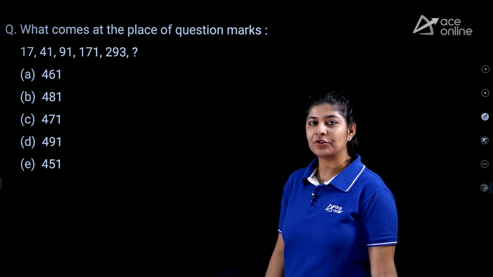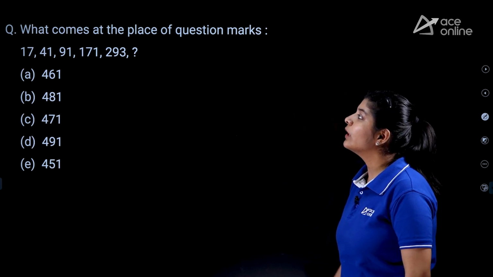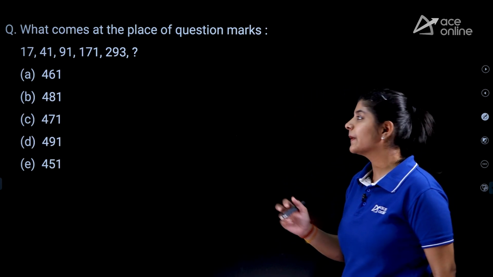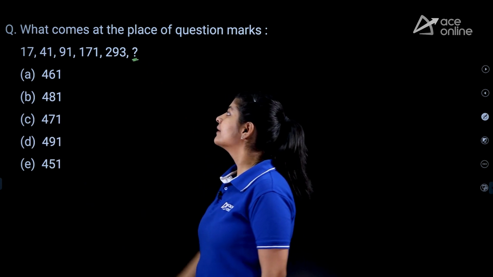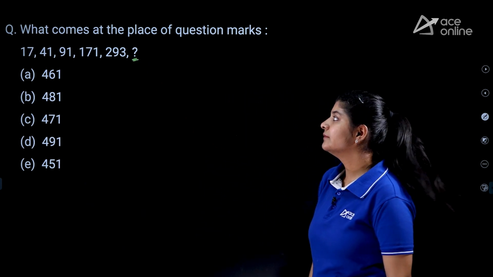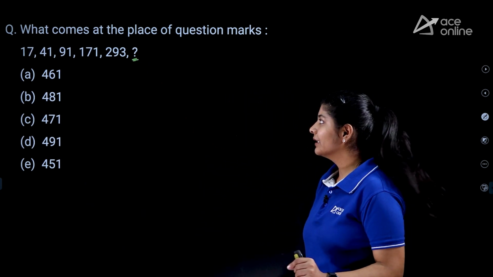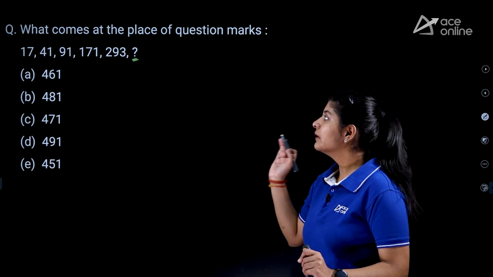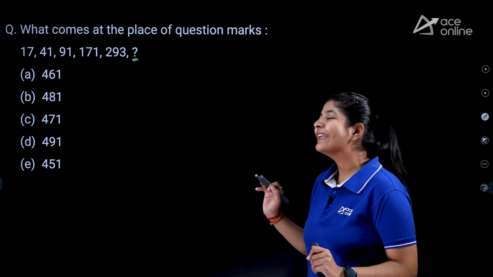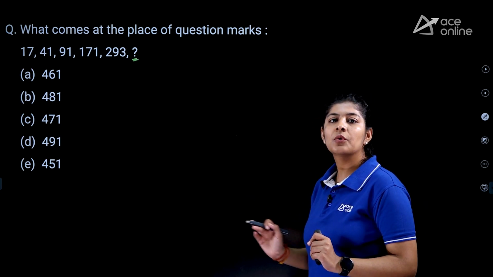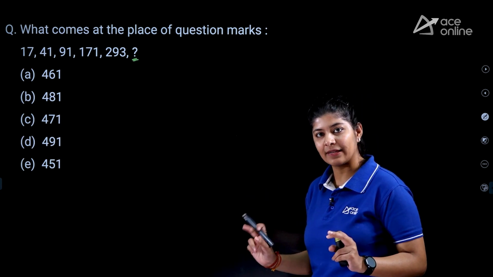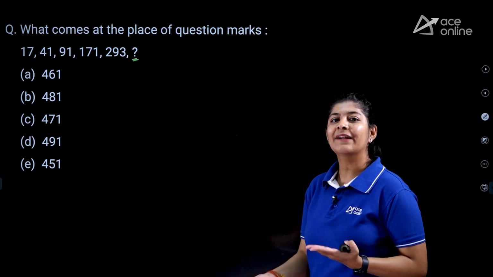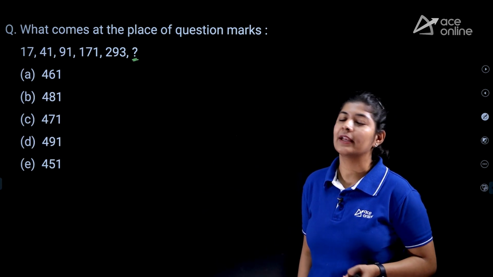So again we have to determine what comes at the place of this particular question mark. So the sequence is 17, 41, 91, 171, 293. This is the pattern that we are having and we have to determine the answer accordingly.